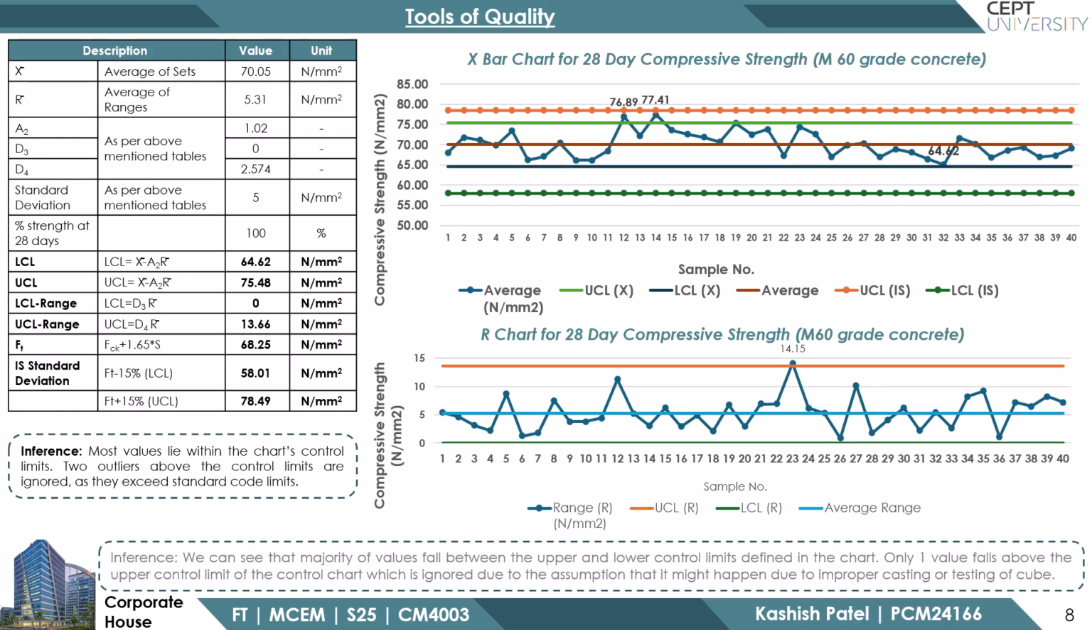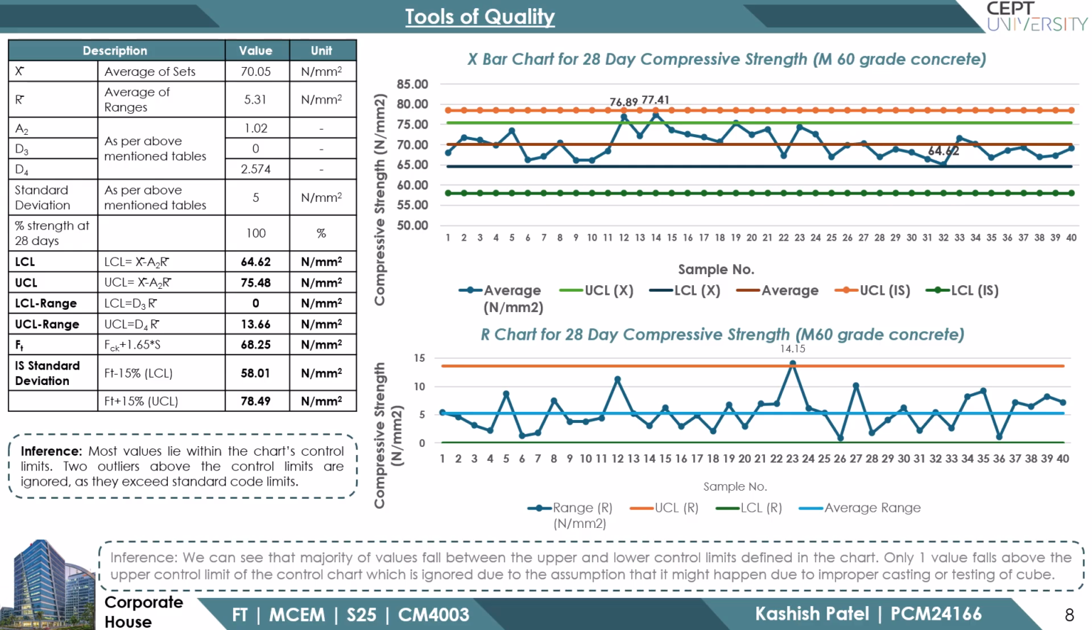This slide shows how quality control tools like X-bar and R charts are used to monitor the 28-day compressive strength of M60 grade concrete. The table on the left includes key values like the average strength and average range. Based on these, control limits are calculated using standard factors. The X-bar chart shows that most sample strengths are within the control limits.